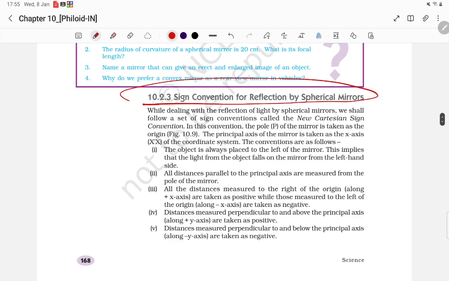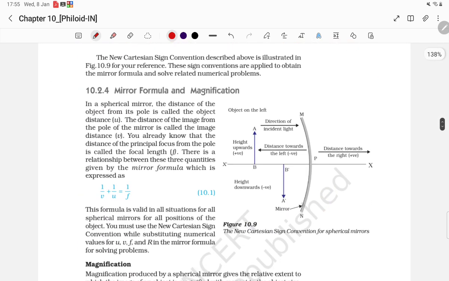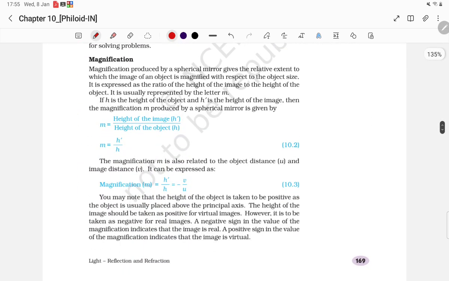Sign convention of the spherical mirror, students. Mirror formula and magnification. This is the mirror formula. Magnification is the height of the image divided by the height of the object, or minus v by u.